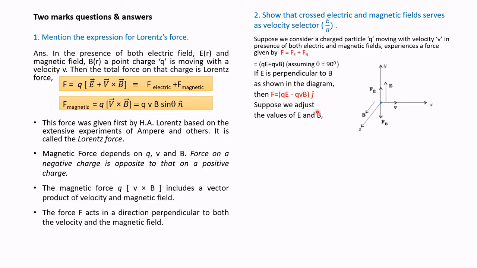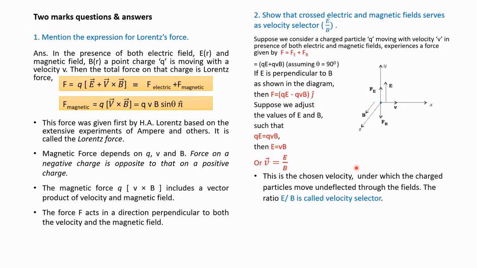Suppose we adjust the values of E and B such that QE is equal to QVB, then E is equal to VB. Therefore, our velocity V will be equal to E by B. Therefore, this is the chosen velocity under which the charged particles move undeflected through the fields. The ratio E by B is called the velocity selector. Note, E by B is independent of the charge and the mass of the particle in motion. So please note, this is a very important part.